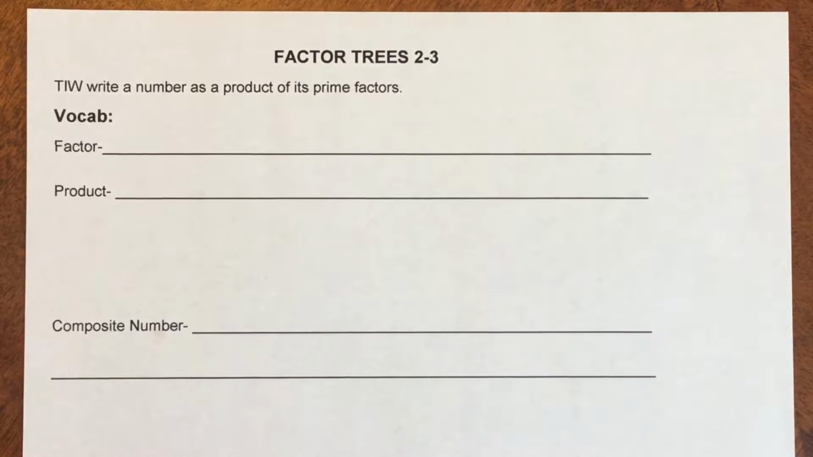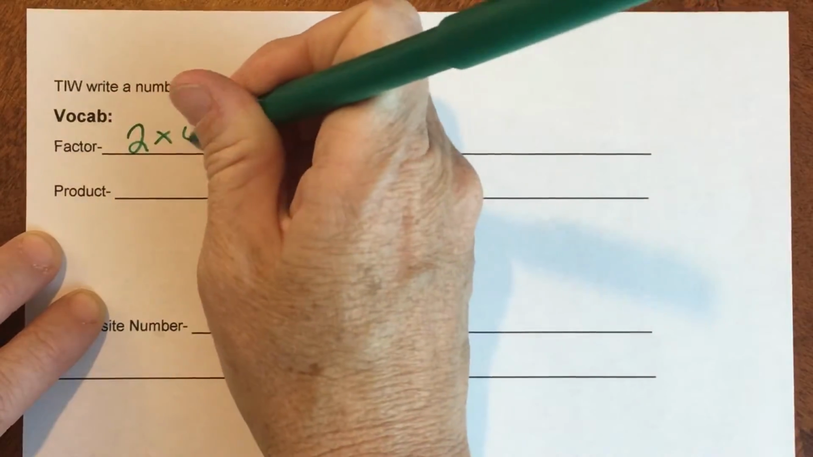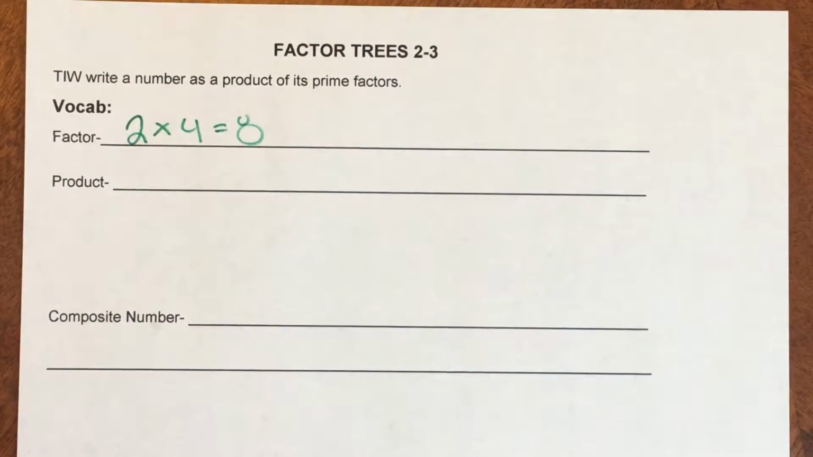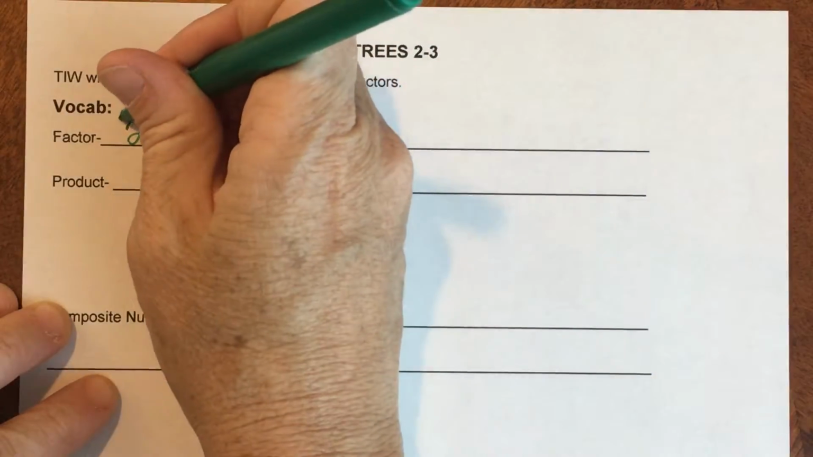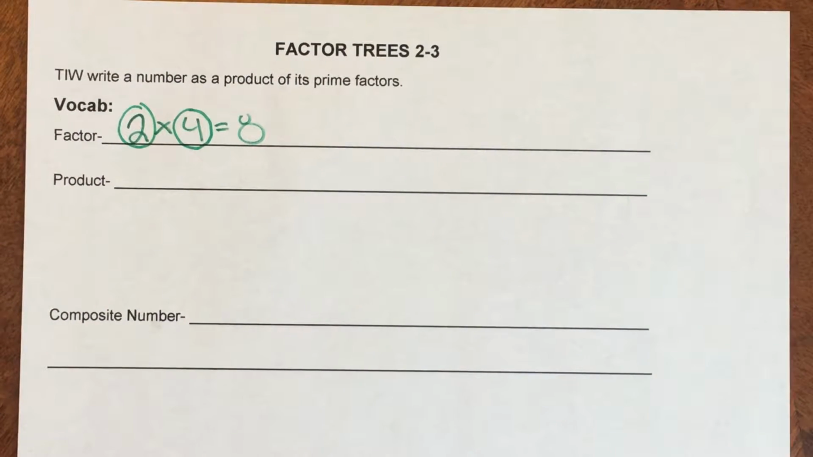So our vocab tonight is kind of the big one. Our first vocab word is factor. A factor is a number that is multiplied together to get an answer. So we could have 2 times 4 equals 8, and the factors are 2 and 4. When they're multiplied together, they get 8.